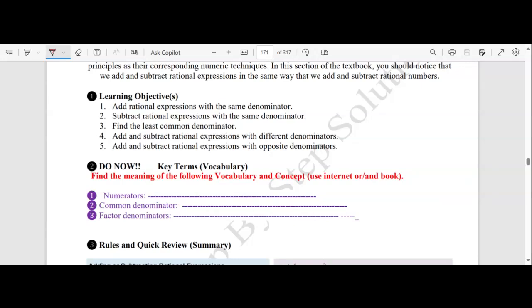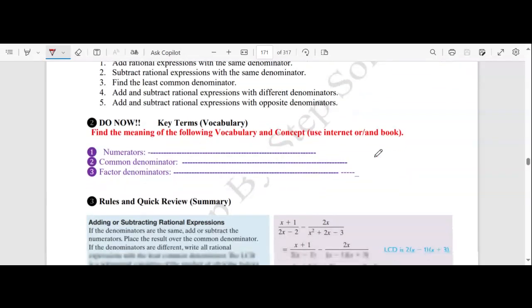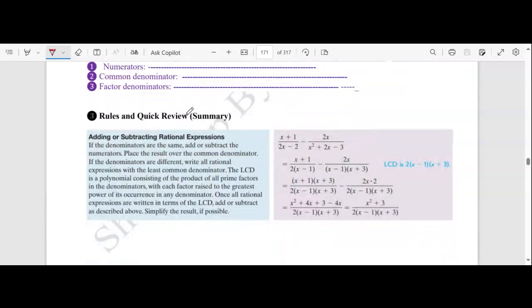Do now, we have three terms here. You need to find their meaning. Use the internet or the book. Let's take a look at the summary.